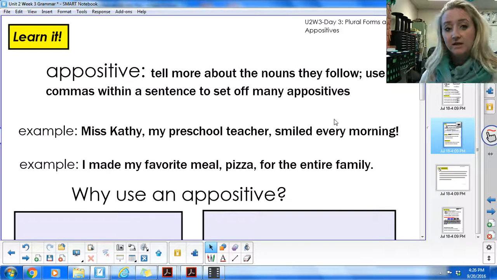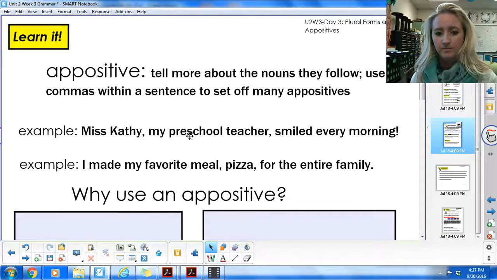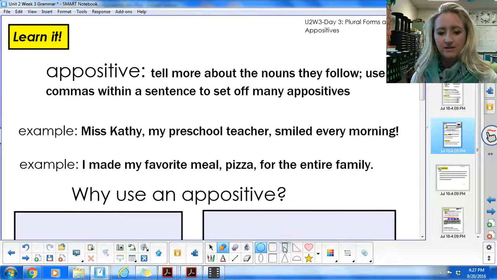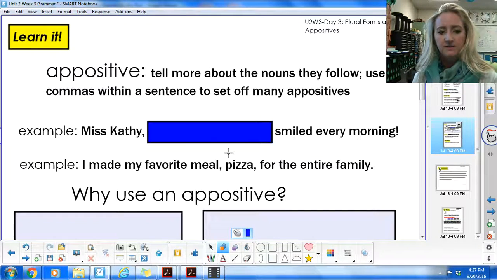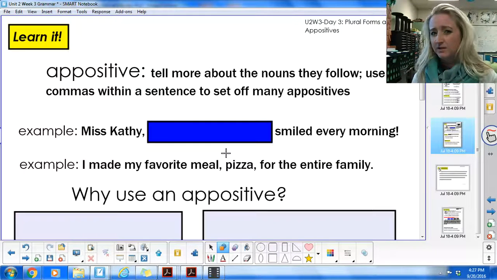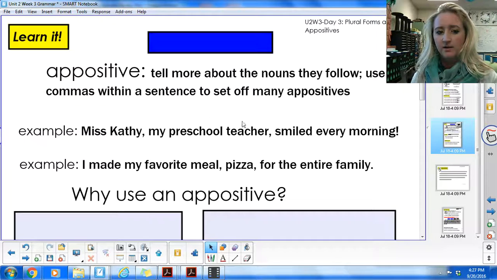When you get to page 3, we're going to talk about appositives now. That's when you're going to give more information about your noun. For example, look here on the screen. Miss Kathy, my preschool teacher, smiled every morning. Now, I could have had a sentence that looked like this. Miss Kathy smiled every morning. But you might not know who Miss Kathy is. So instead, we put in what's called an appositive. We give you more information and we put commas around it. See these commas on both sides?